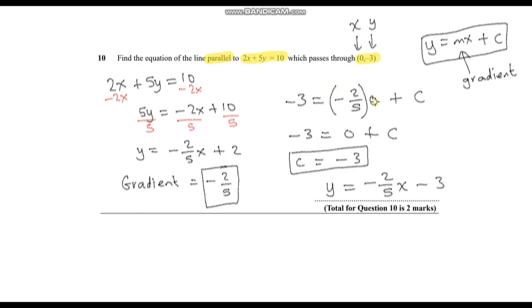And in fact, I didn't really need to do all of this working out, because I can see here that the y-intercept is -3, because when x equals 0, y equals -3. So our y-intercept is -3. So I didn't really need to do all of this. I just didn't look at what the coordinates were.